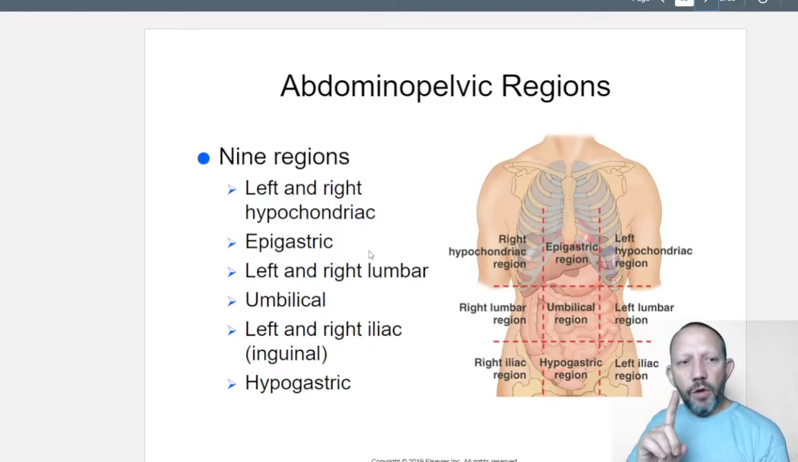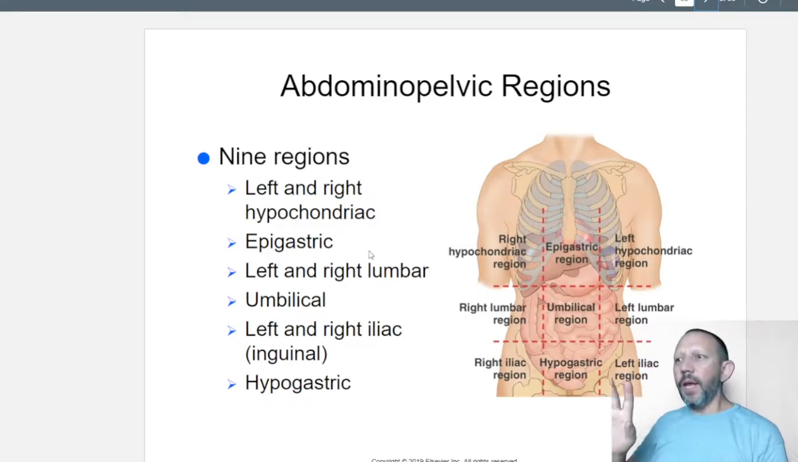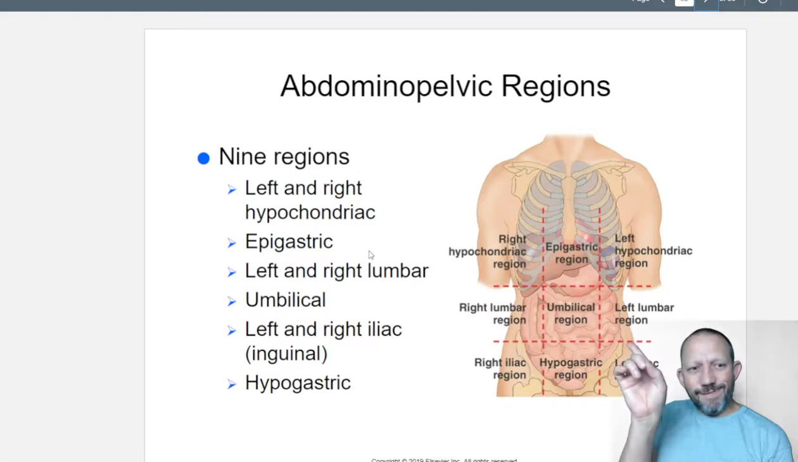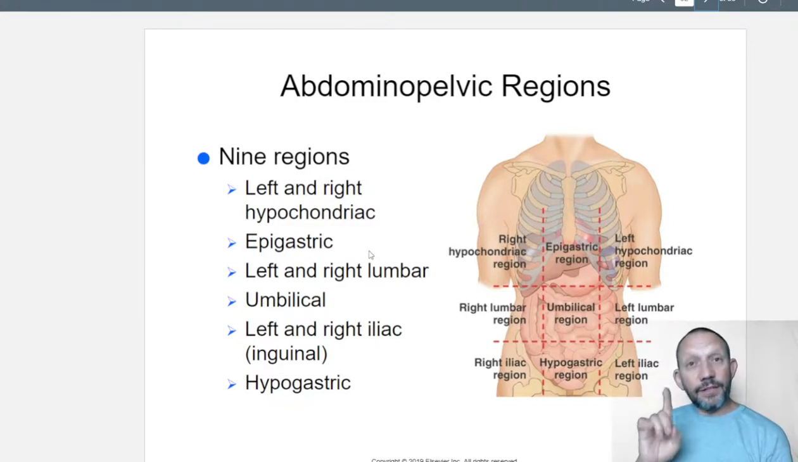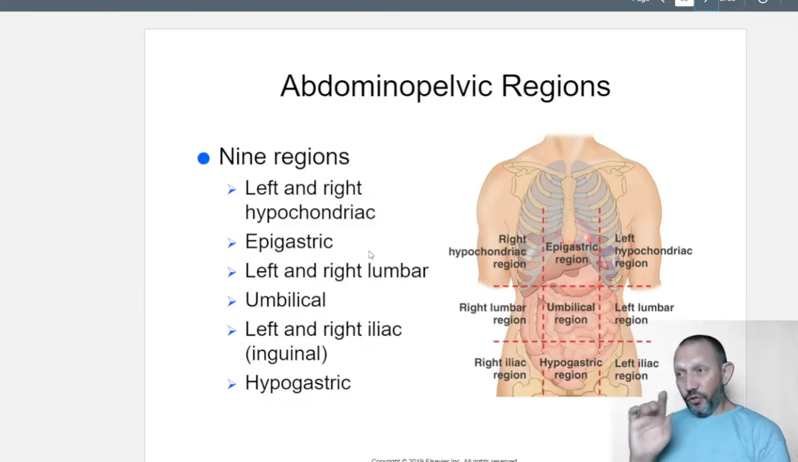This is important to know for the testing, but you don't use it clinically, okay? Look at the umbilical cord right here, straight up. Umbilical cord right up there, and then down here we have the left iliac. Notice it's on your right side, right? Because you're looking at them in anatomical position.